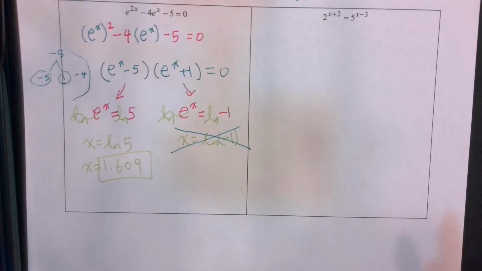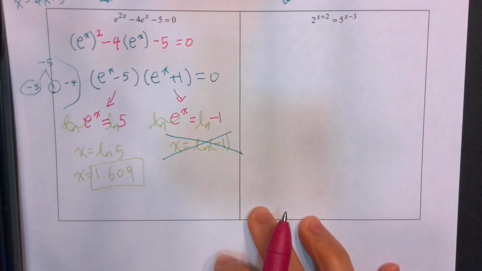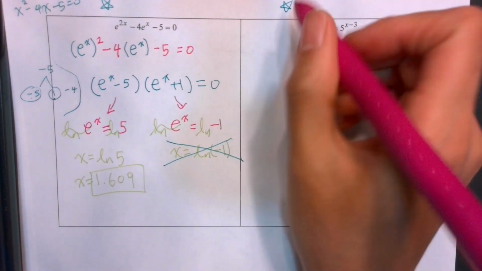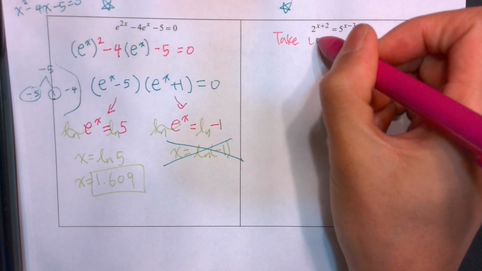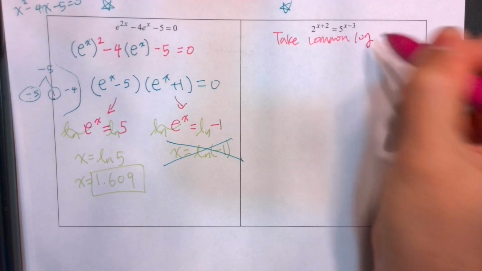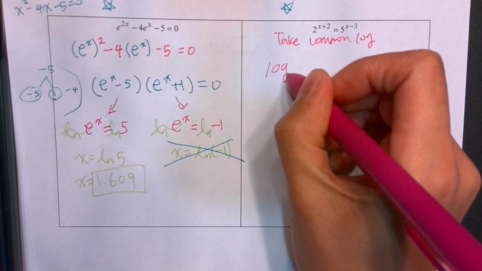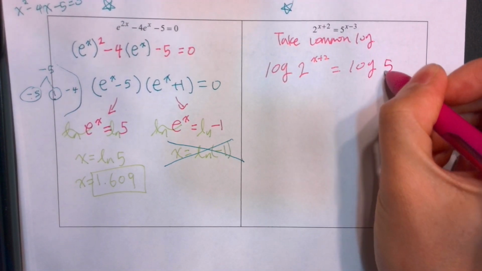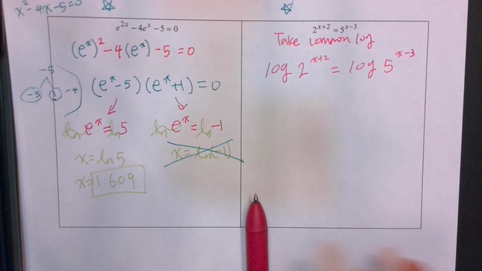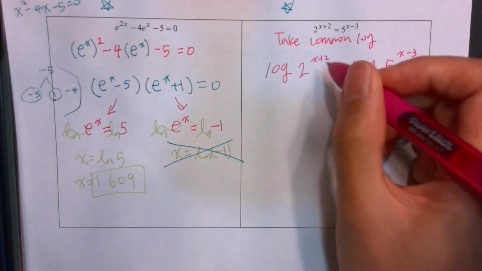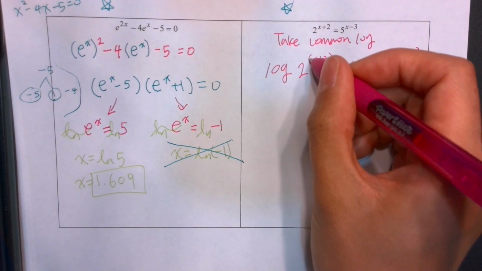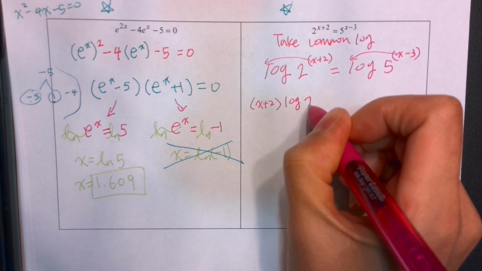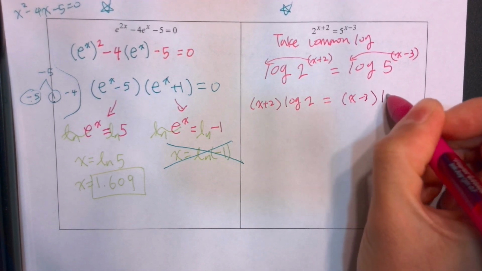I'm just going to walk through this problem with you. What you're going to do is take the common log on both sides. What do I mean? Just the regular log with base 10. Then see what happened. I'm going to use that property of dropping the exponent to the front to get x plus 2 times log of 2 is equal to x minus 3 times log of 5.